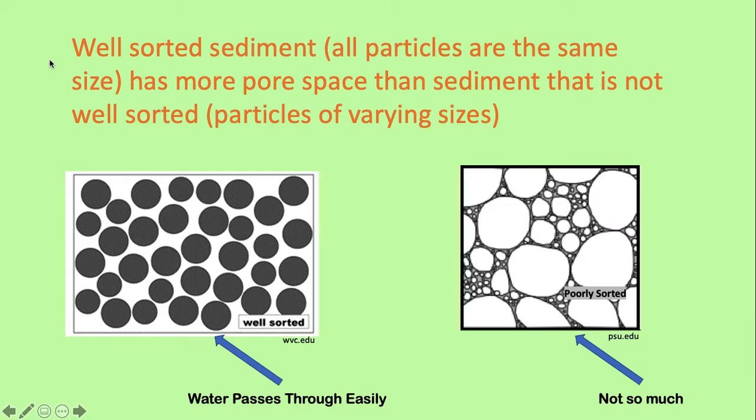With sediments, it kind of depends on the sorting. Well-sorted sediment, where all particles are the same size, has more pore space than sediment that is not well-sorted. Poorly sorted sediment has particles of varying sizes, and you can see on the right side, the tinier particles fill in the spaces between the larger particles, so water isn't going to have as easy a time passing through as when they're all the same size, like on the left, where you have well-sorted sediment.